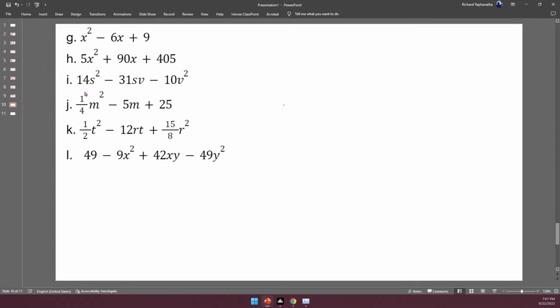The k, is it a square? No, it is not a square. This is also not a square. So how do we solve this? Because it is not a square, we need to take out all the fractions first. How? By making all into 8. So it will be 4 over 8 squared minus 96 over 8 RT plus 15 over 8 R squared. For example, k is rational, so it is 31 joules.